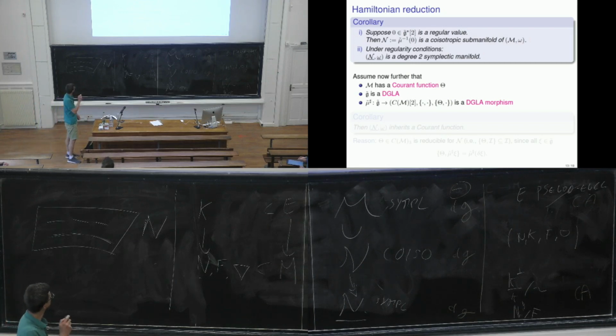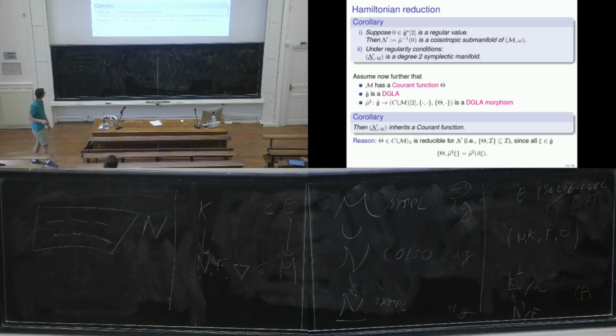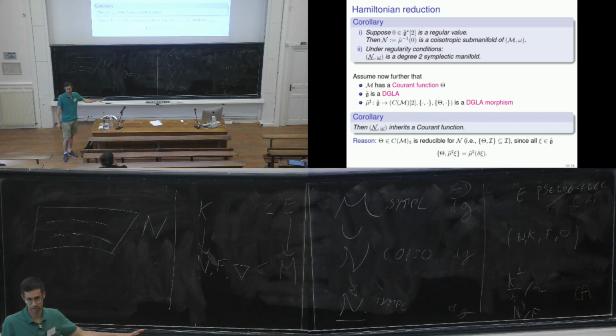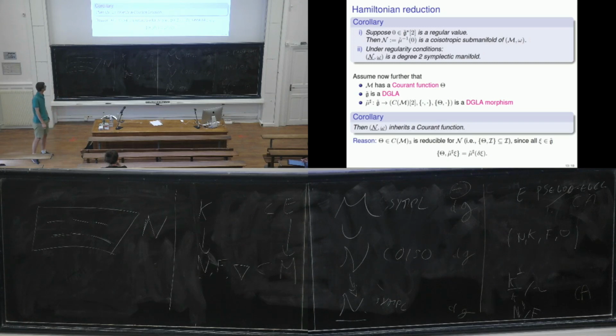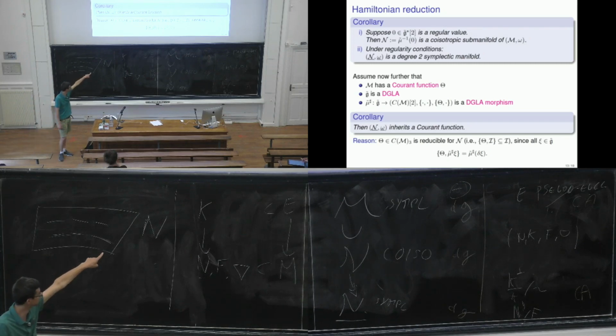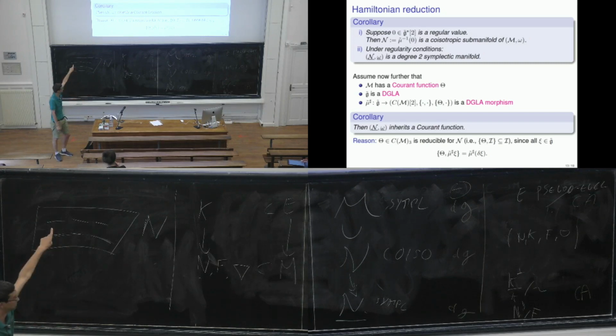Okay, so let's assume this. These are all assumptions. Then on the quotient symplectic degree 2 manifold, you get for free a Courant function. So the Courant function descends automatically. That's the consequence of the fact that the co-moment map preserves differentials. I wrote it in formula here. It's hard to read, I guess, but it follows immediately from the third bullet point.